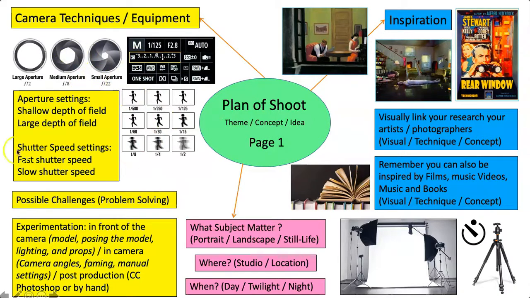So they start to think about relevant camera techniques and how they can apply that to their work, and also experimentation, both in front of the camera, through, say, the model or whatever you're photographing, through lighting, and also in the camera, thinking about the framing, the camera settings, angle, vantage points, and then also post-production. What do you hope to do with the images after, whether it's in Photoshop or by hand?